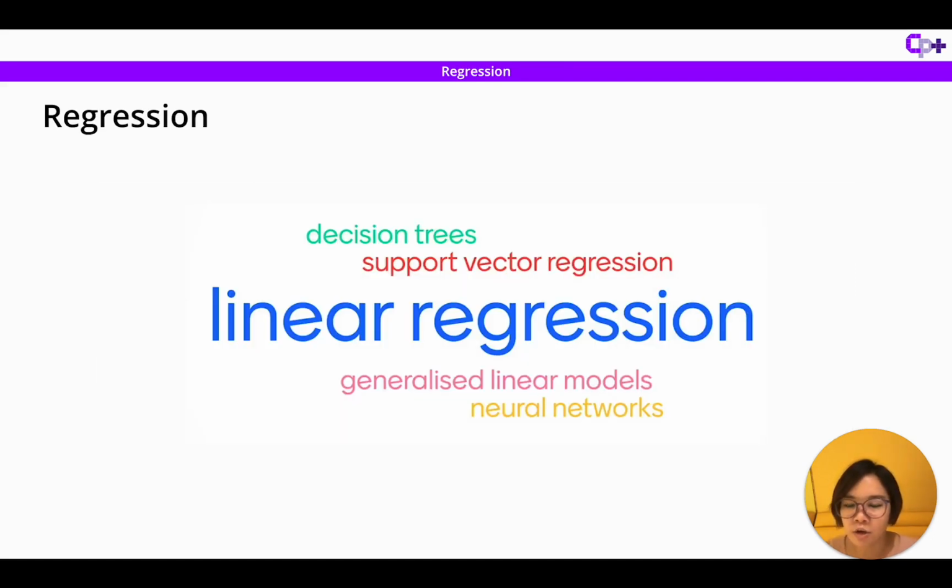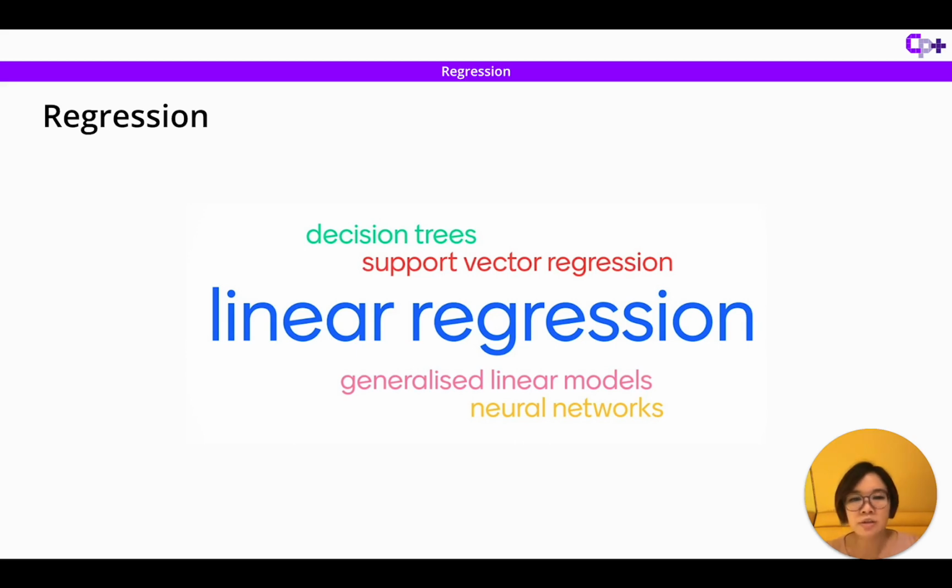So here are some of the common algorithms used for regression. This part of the lecture will talk about some of the popular algorithms for regression and classification. So we'll start with regression, and we'll talk about linear regression.